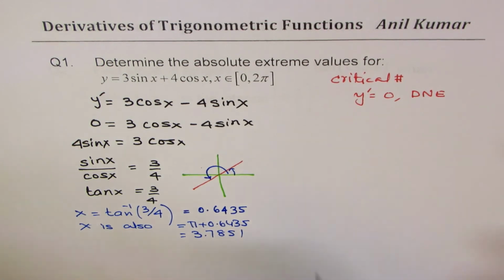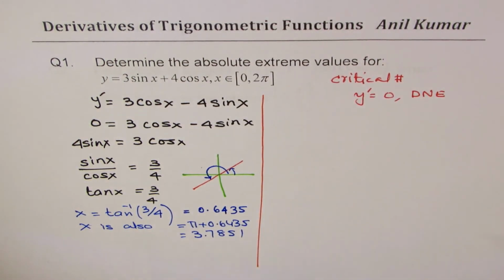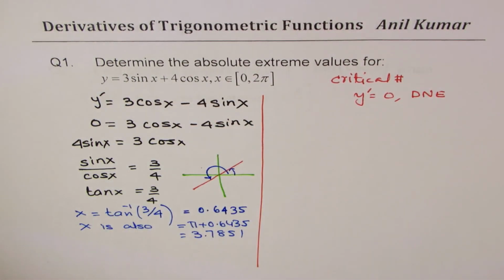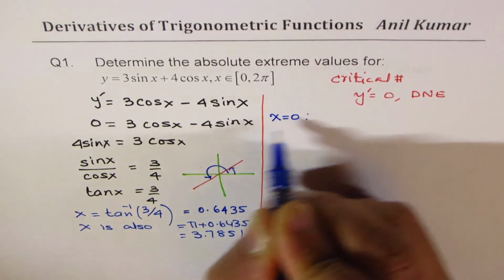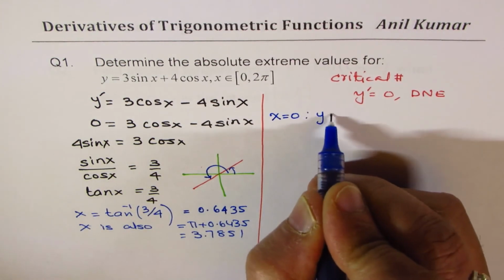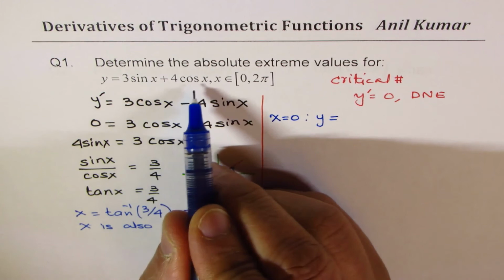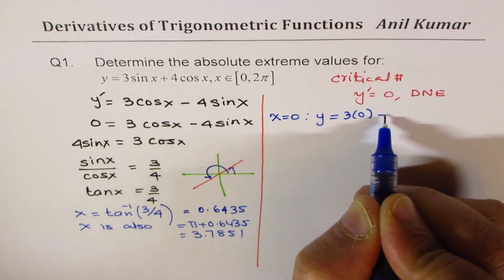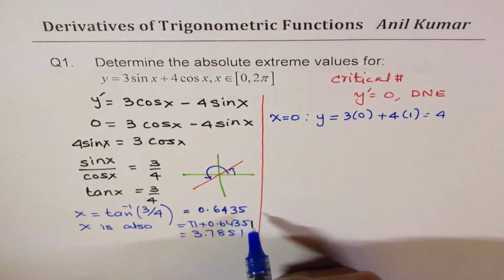We have to find absolute maximum or minimum. That is to say, we'll find the value of the function when x is equal to 0. So that is one value. When x is equal to 0, what is y equal to? So y is equal to, if I write 0 here, sine 0 is 0, cos 0 is 1. So we get 3 times 0 plus 4 times 1. That gives me a value of 4.